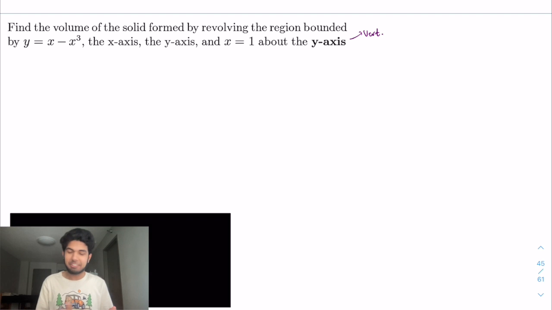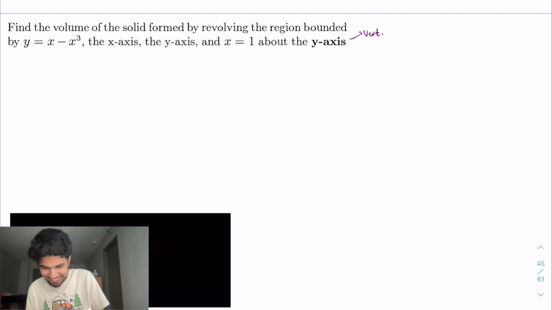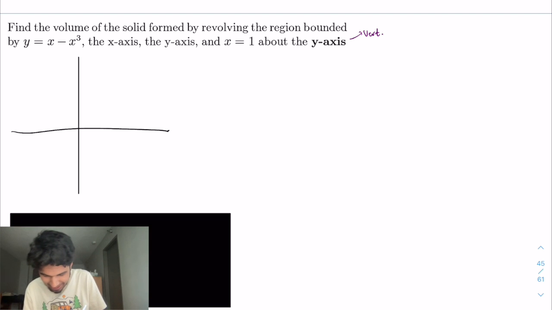What is the graph of x minus x cubed? Well, maybe you don't know it off the top of your head. So why don't we revisit a topic we learned about quite a while ago, curve sketching. Here we go. This is exactly what we want to do. Let me draw a set of coordinate axes right here.